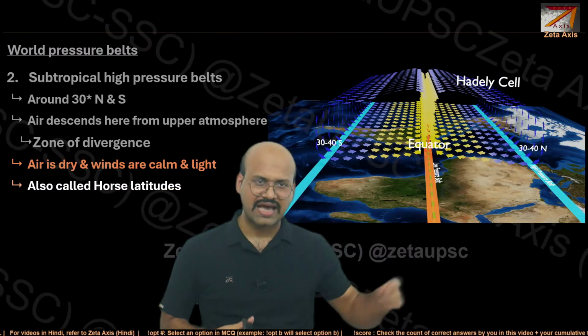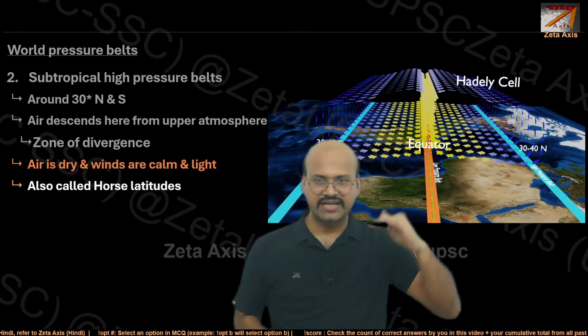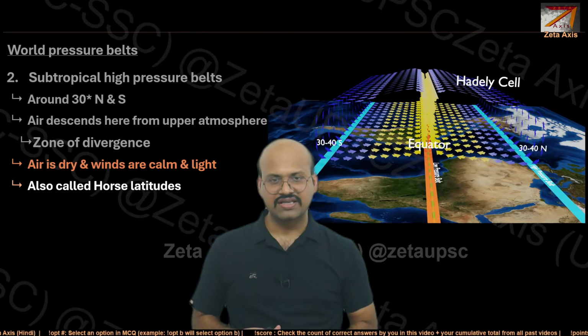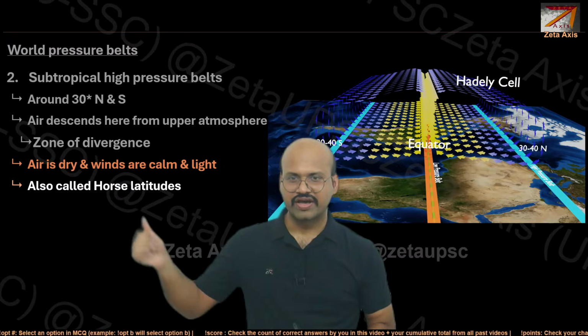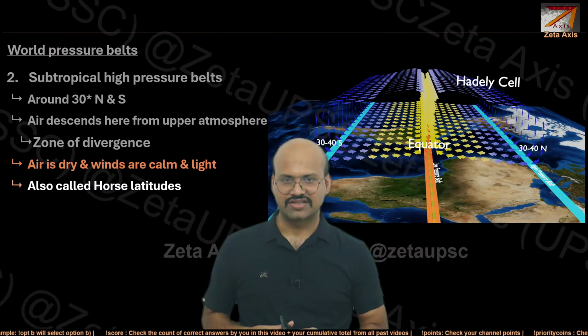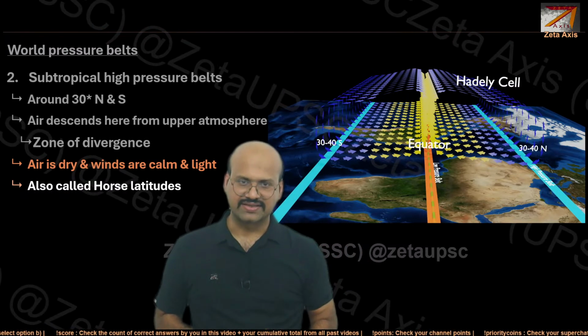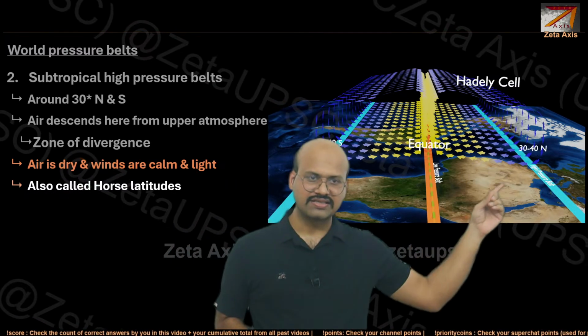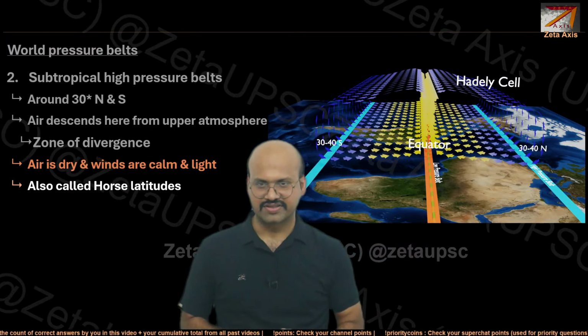So here, because air is descending, remember that descending air will not give you any rainfall, and therefore we have a dry region in this. There is very little rainfall in this region. In fact, most of the deserts are located in this high pressure belt region in both hemispheres.